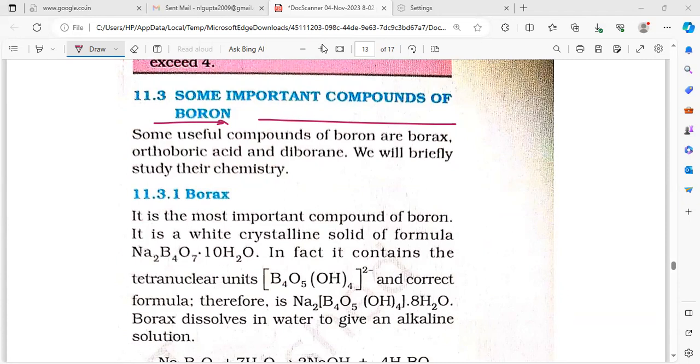Okay, now see, some important compounds are there. That is borax. Yeah, borax.